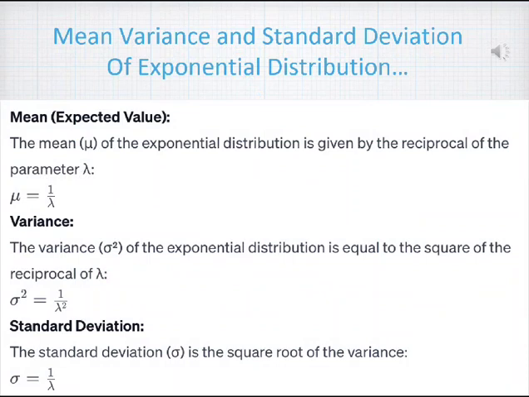Now we will see about mean, variance and standard deviation of exponential distribution. First is mean, also called expected value. The mean mu of an exponential distribution is given by the reciprocal of the parameter lambda. Therefore, mu is equal to 1/lambda. Second is variance. The variance sigma square of the exponential distribution is equal to the square of the reciprocal of lambda. Therefore, sigma square is equal to 1/lambda square. Third is standard deviation. The standard deviation sigma is the square root of the variance. Sigma is equal to 1/lambda.